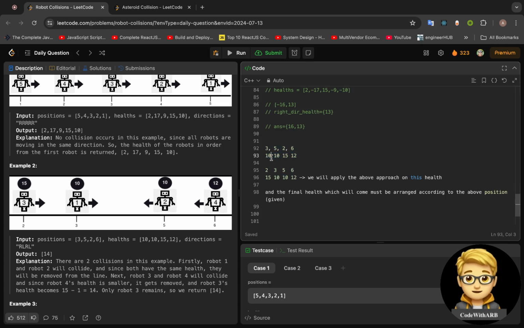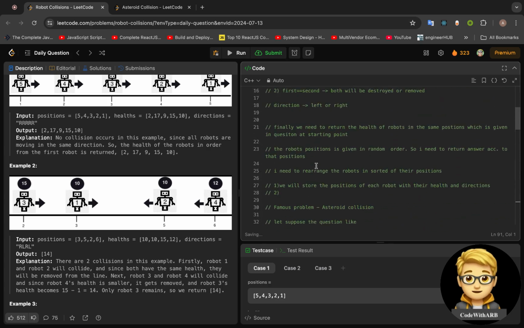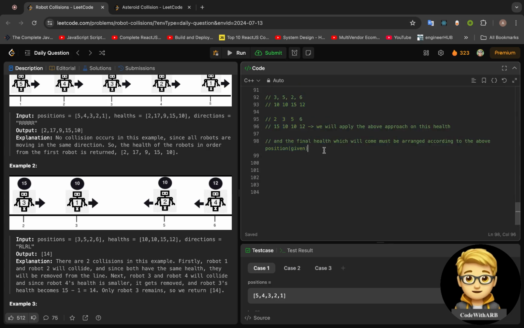If there is no health left for any robot, that is, it is destroyed, then we will not store it in the returned vector, we will just remove it, right. So we will just maintain this order if the robot has health, right. So now we will just see the implementation. You will understand better.